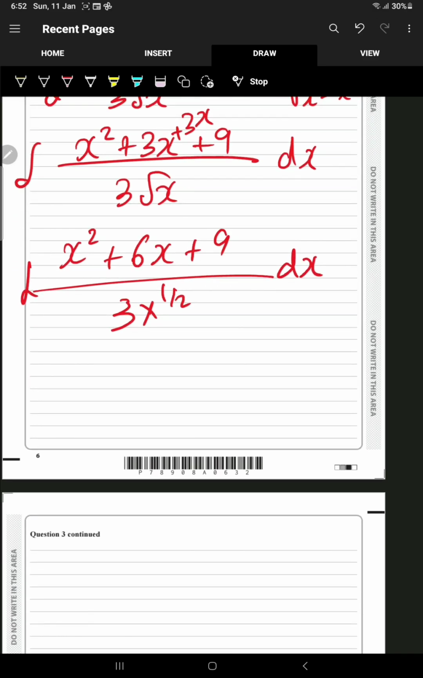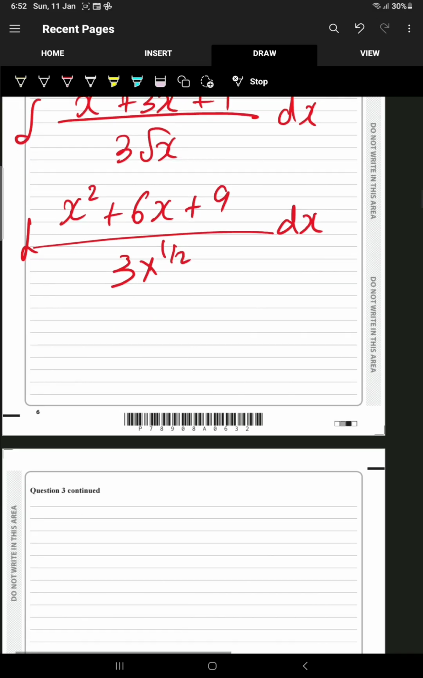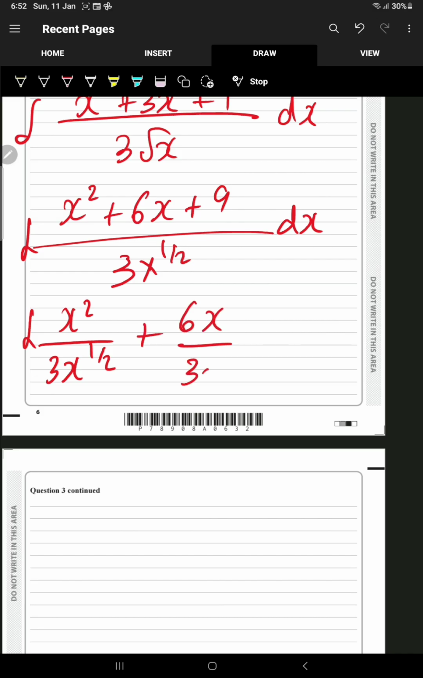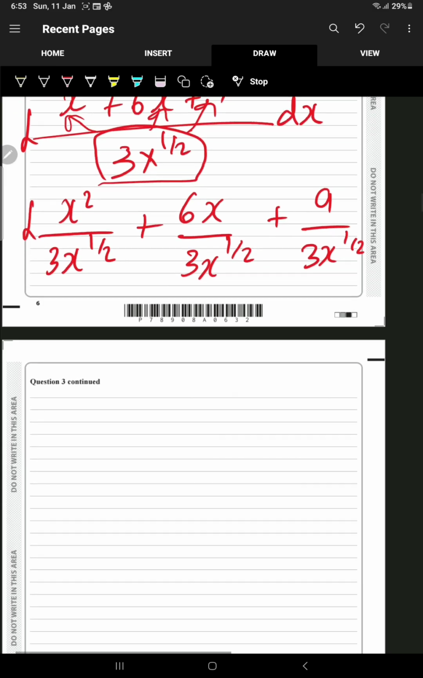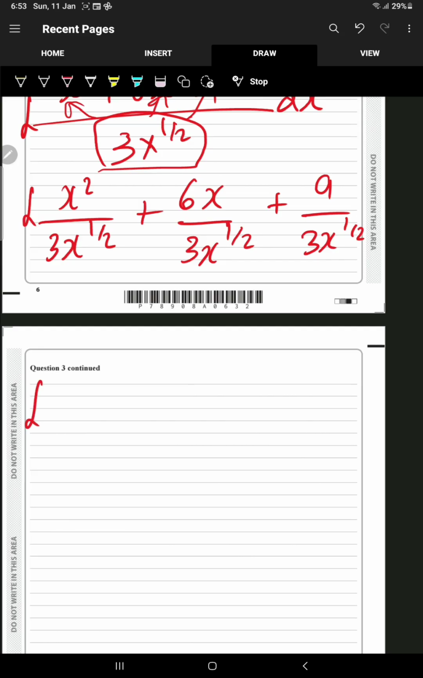Now what we can do to write it as a single expression is split it up. We can do some splitting up over here, because this is the common denominator of these numbers. So we can write them as separate fractions.